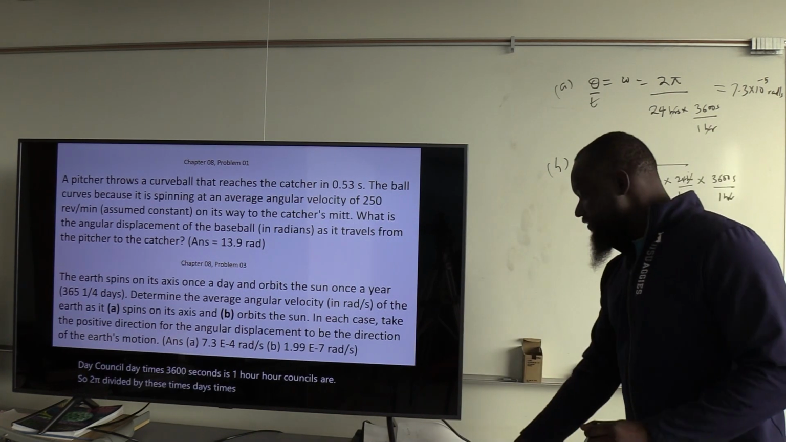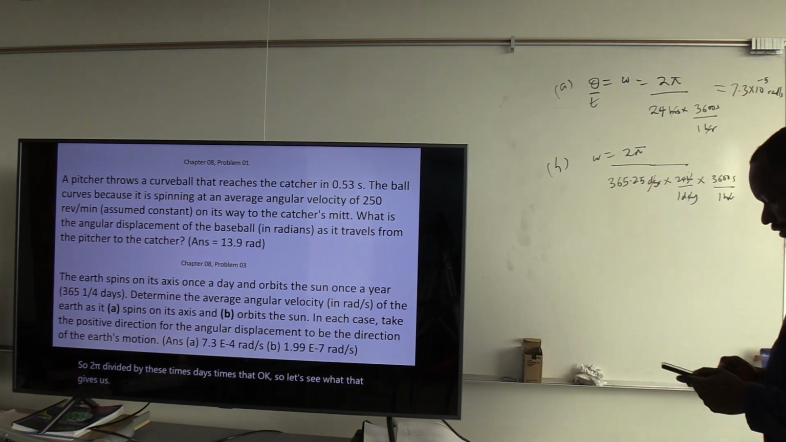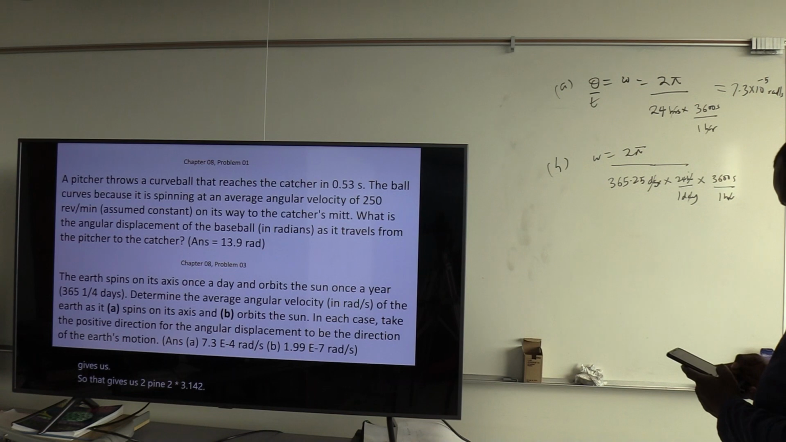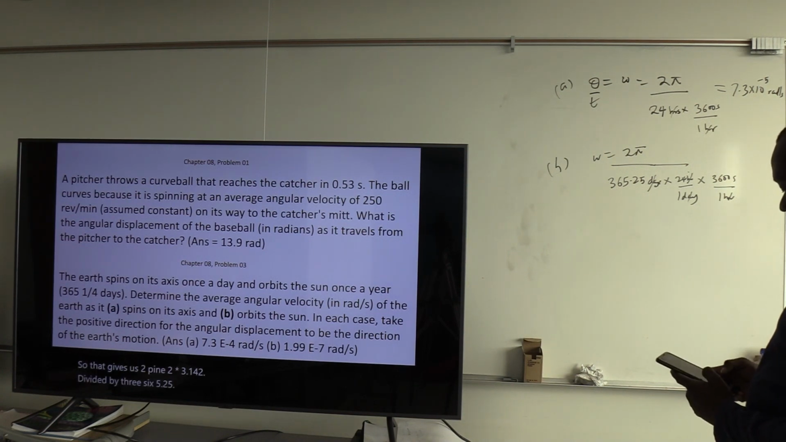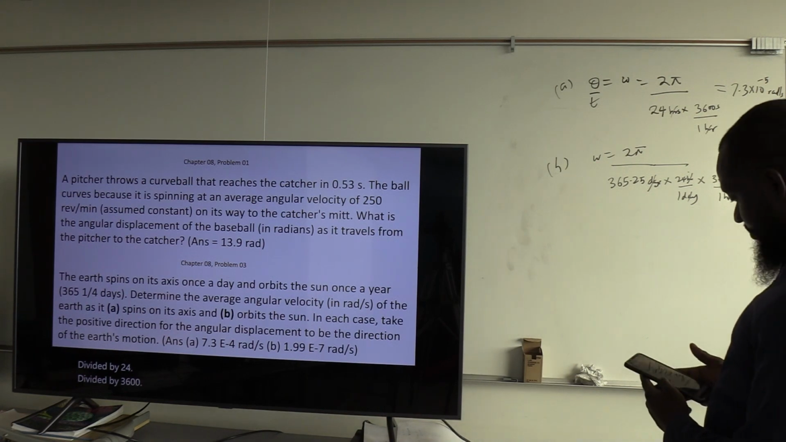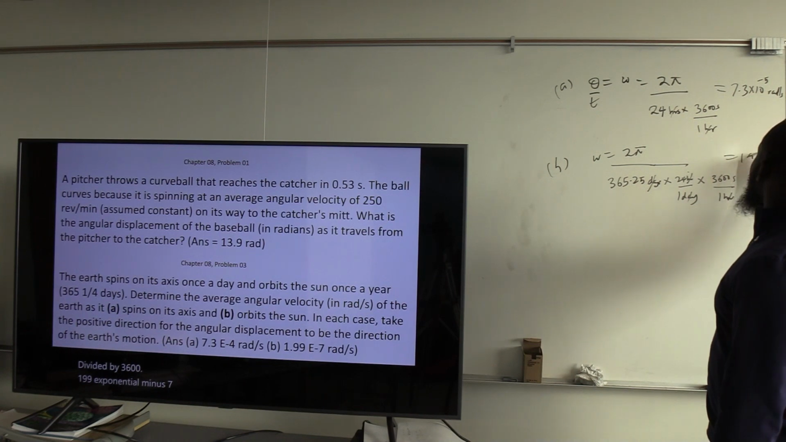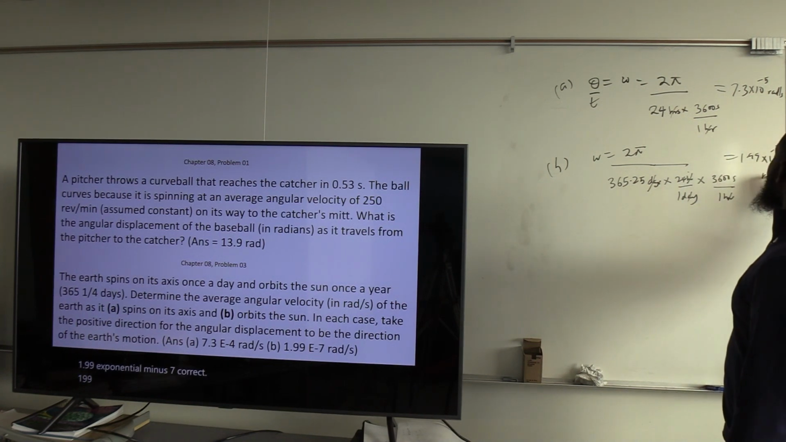So let's see what that gives us. That gives us 2 times 3.142, divided by 365.25, divided by 24, divided by 3,600. That's 1.99 × 10^-7. So that's correct. So 1.99 × 10^-7 radians per second.